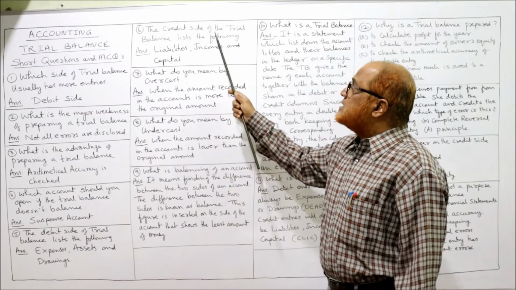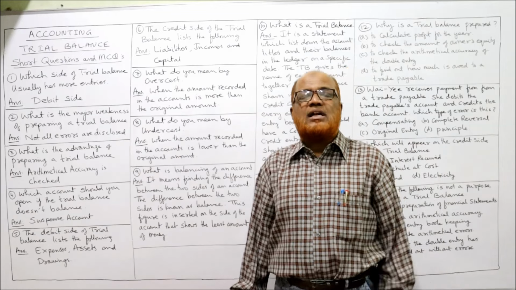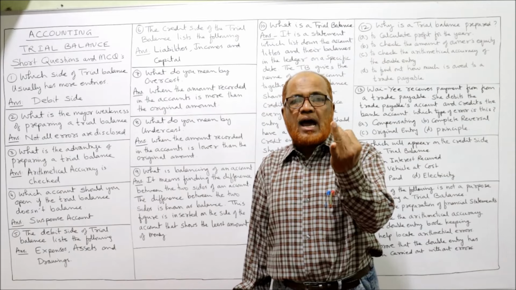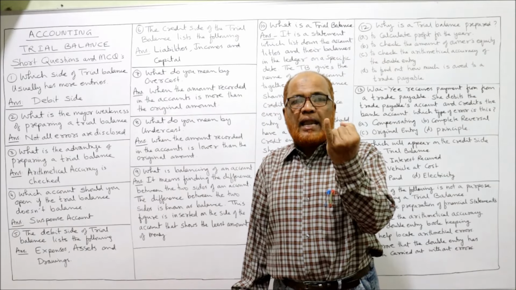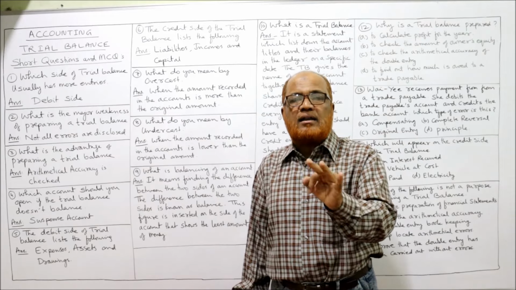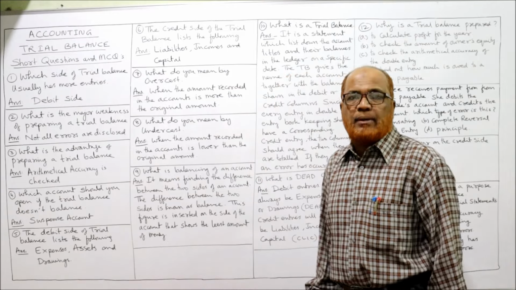Now, the credit side of the trial balance lists the following. Credit side, what are the items that will be taken? Liabilities, incomes, and capital. The liabilities, incomes, and capital, these are the items that will be taken in the credit column of the trial balance.